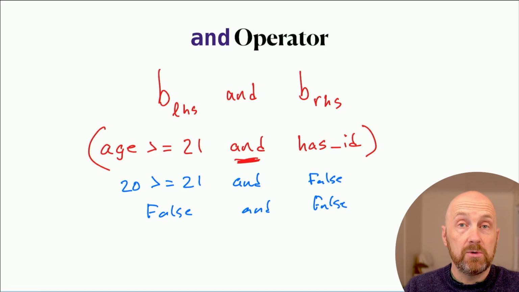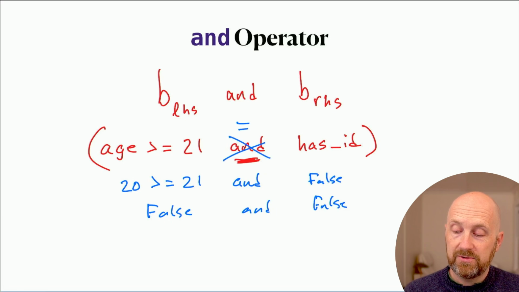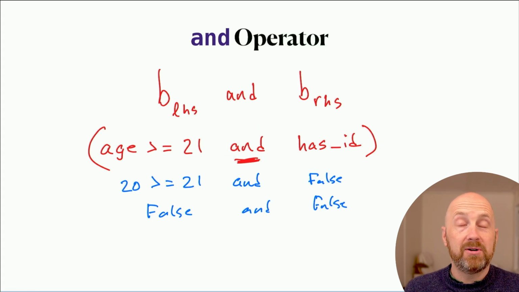We're not saying equal to. So I think this is where people can commonly confuse equality. If this were instead equal to, false equal to false would evaluate to true because those two things are equal to one another. But the AND operator requires both the left-hand side and the right-hand side of the AND operation to both be true in order for it to evaluate to true.